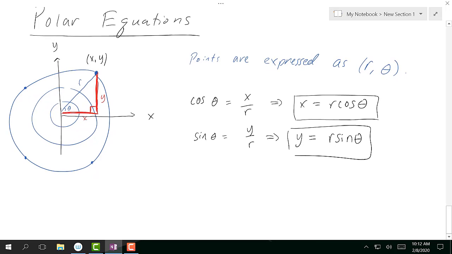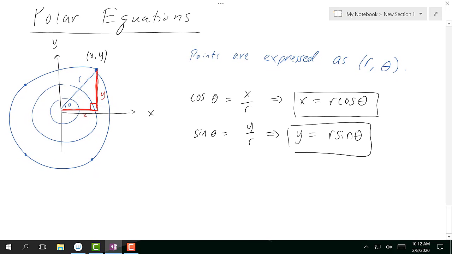Other things of interest to us: we can use the Pythagorean theorem to see that x squared plus y squared is equal to r squared. So that means for us that r is equal to the square root of x squared plus y squared.